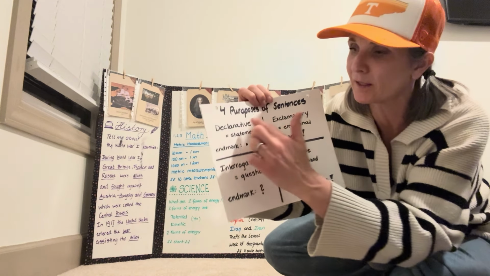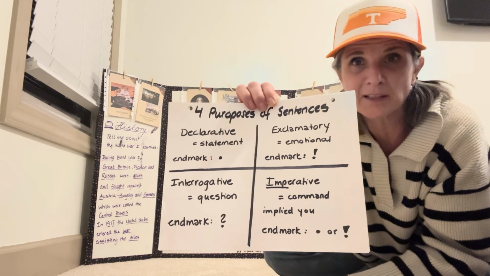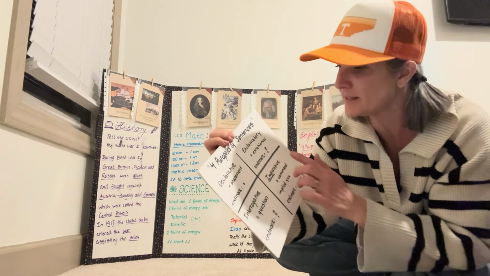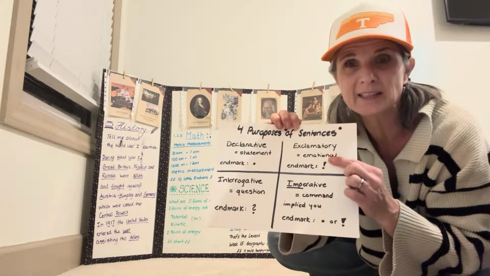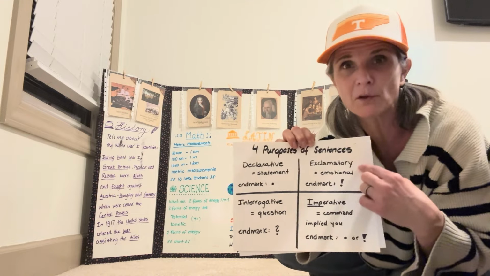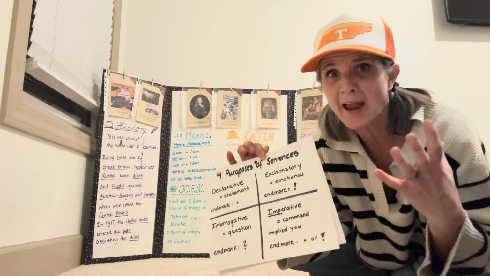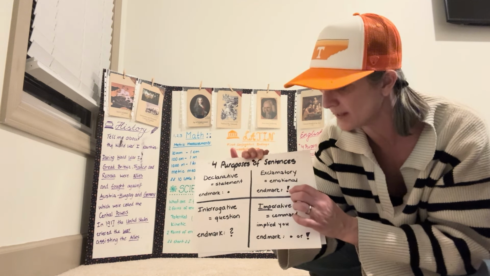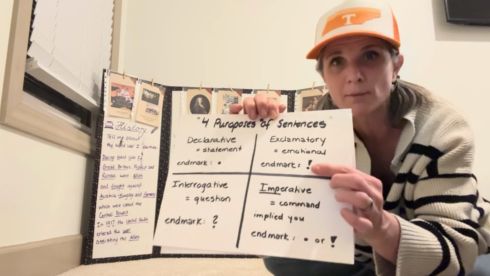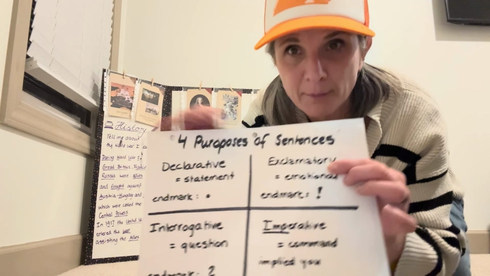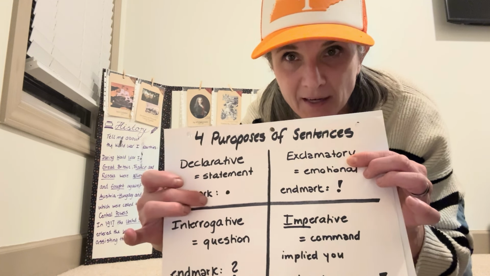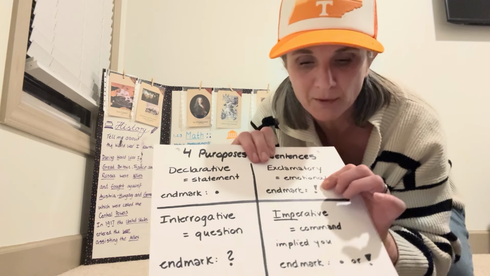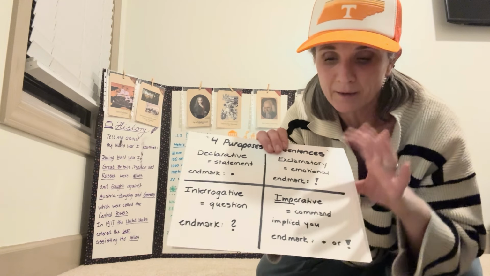So we have declarative, which are statements. If I say, today is a beautiful day, that's a statement, right? Exclamatory. I can say the same thing. I can make a statement with emotion. I can say, today is a beautiful day! That has a lot of emotion, and that usually gets an exclamation mark. That's why it's called exclamatory. So declarative is a statement, and it usually has a period after it. Exclamatory is something said with emotion, and it has an exclamation mark.